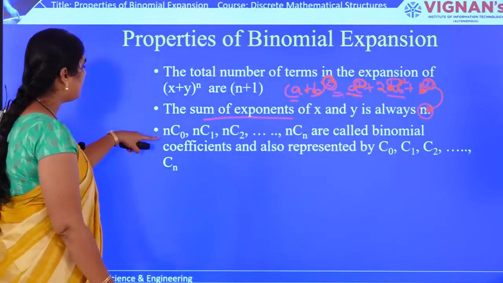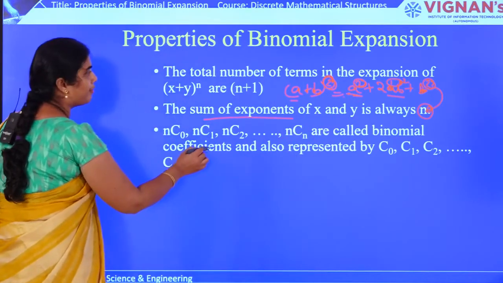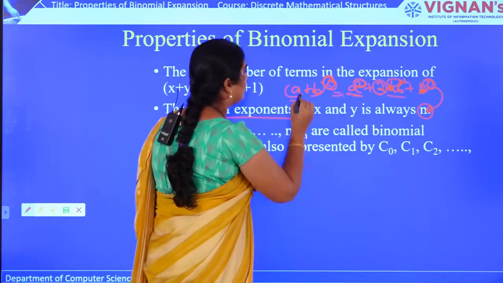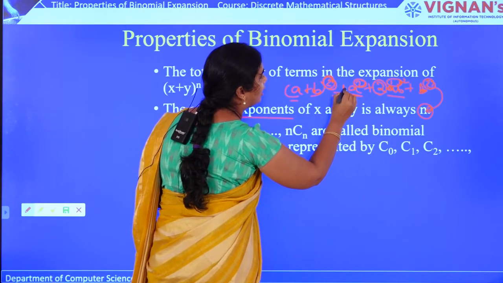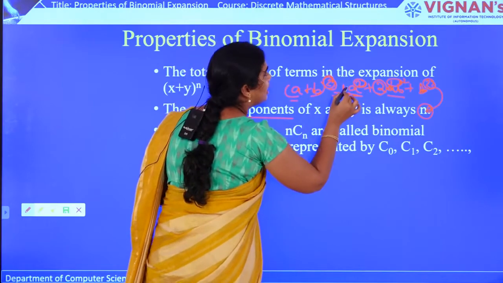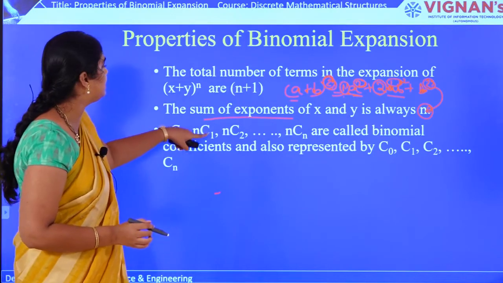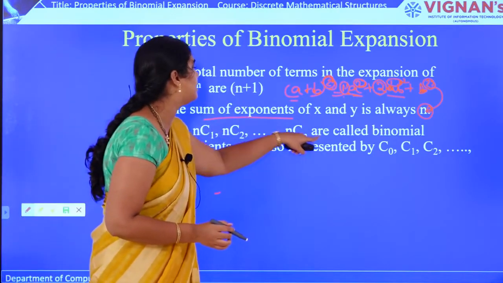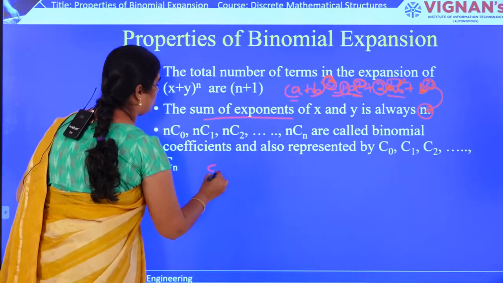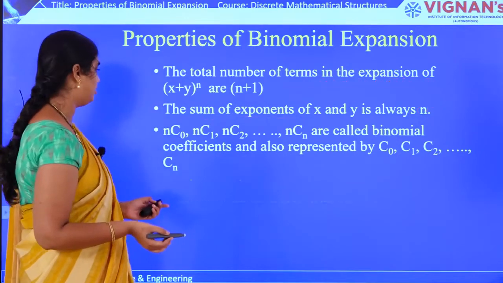Next, nC0, nC1, nC2 are called the binomial coefficients. Here this 2 is called the binomial coefficient. Here it is actually 1 into a square, which we can also pronounce as a square. Here this 1 is called the binomial coefficient. This nC0, nC1, nC2 and so on up to nCn are called the binomial coefficients, and they can also be represented as C0, C1. Instead of nC0, nC1, they can be represented as C0 and C1 also.